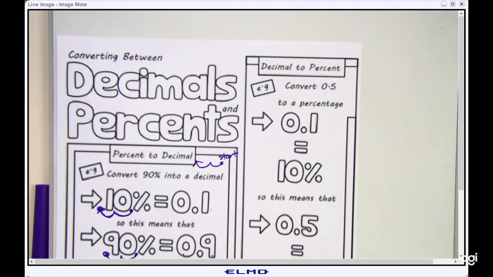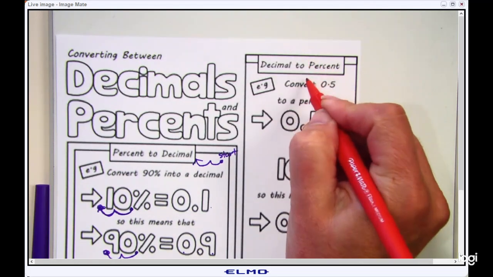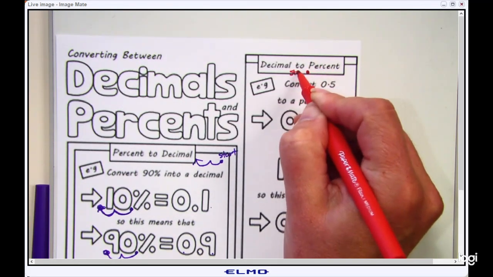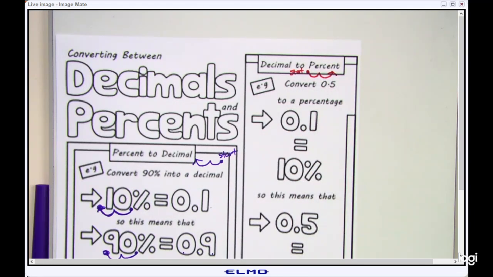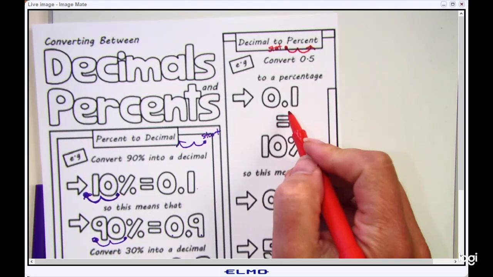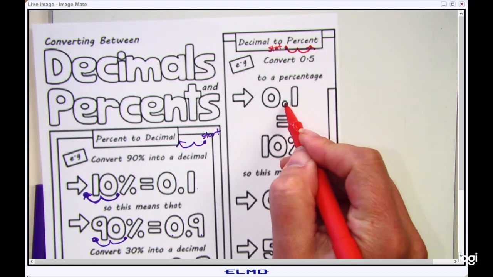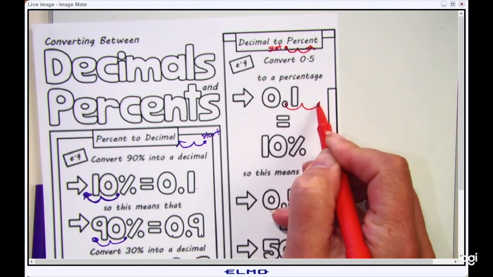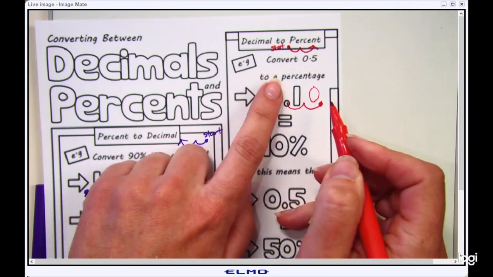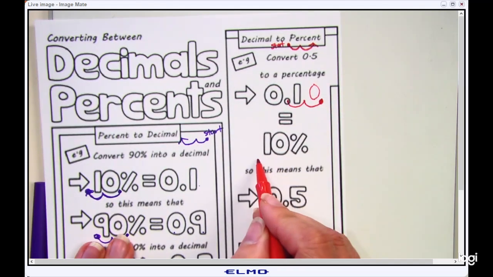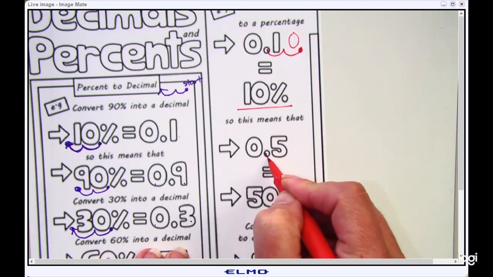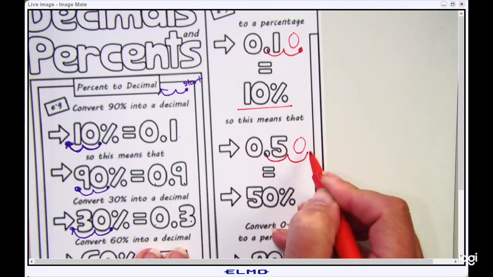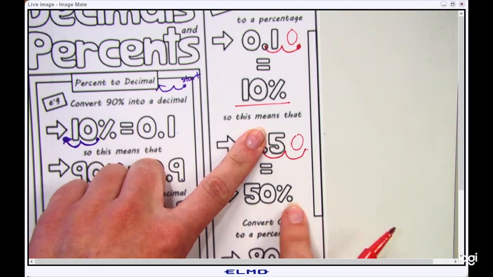Okay, to go the other direction, decimal to a percent, we are going to start here, and we're going to move it to the right. All right, so here's my decimal. 1, 2. I've moved it. Now I've got 0, 1, 0, which equates to that. 0.5, how many times am I going to move it? 1, 2. Put a 0 here. What do you get? 50.